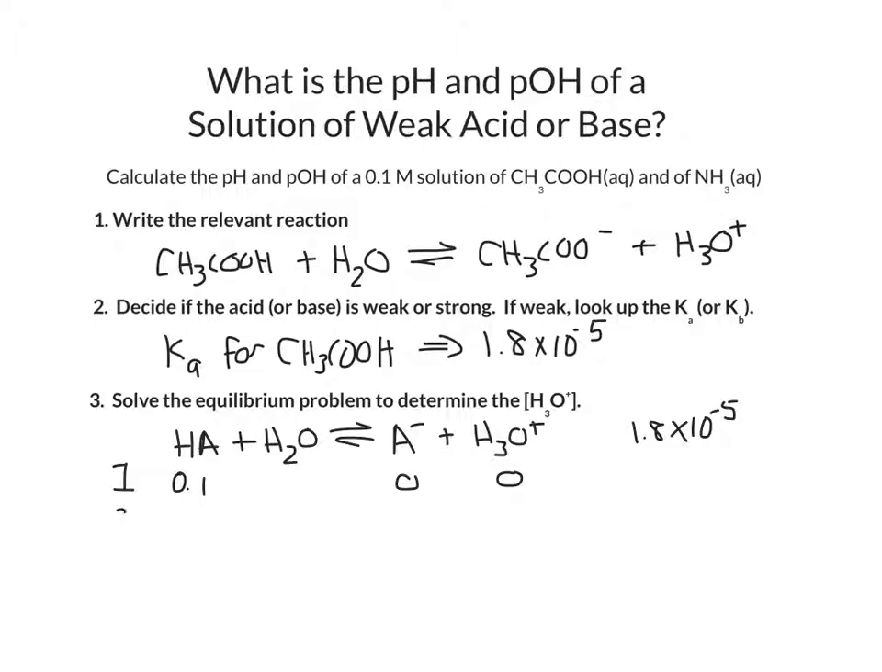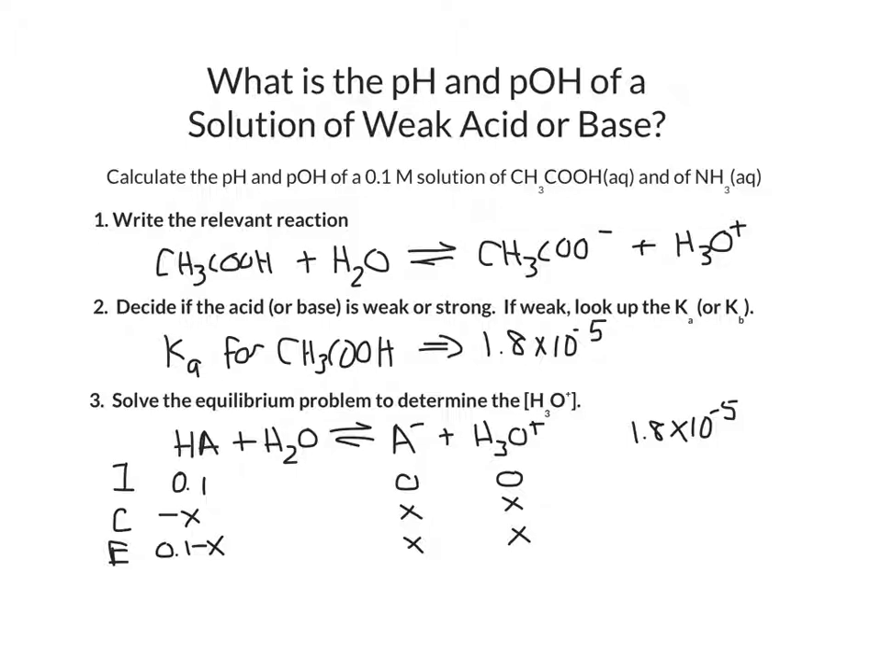So to get to equilibrium, I'm going to have to make X of the acetate and X of the hydronium, and I'm going to have to use up X of my acetic acid. So at equilibrium, I'm going to have 0.1 minus the X that I've used up of my acetic acid, X of the acetate, and X of the hydronium.